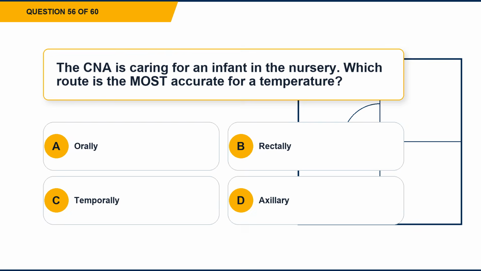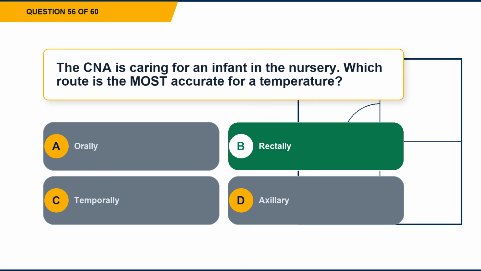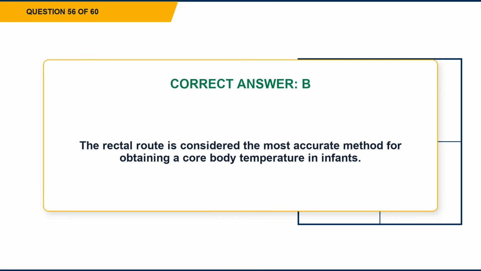Question 56. The CNA is caring for an infant in the nursery. Which route is the most accurate for a temperature? Option A. Orally. Option B. Rectally. Option C. Temporally. Option D. Axillary. The correct answer is option B. Rectally. Explanation. The rectal route is considered the most accurate method for obtaining a core body temperature in infants.